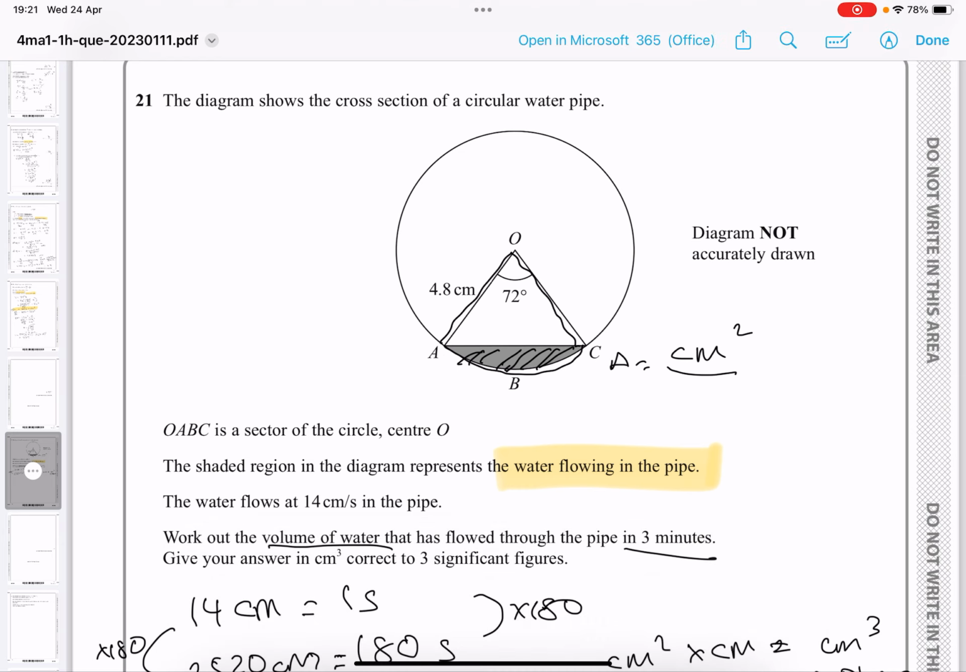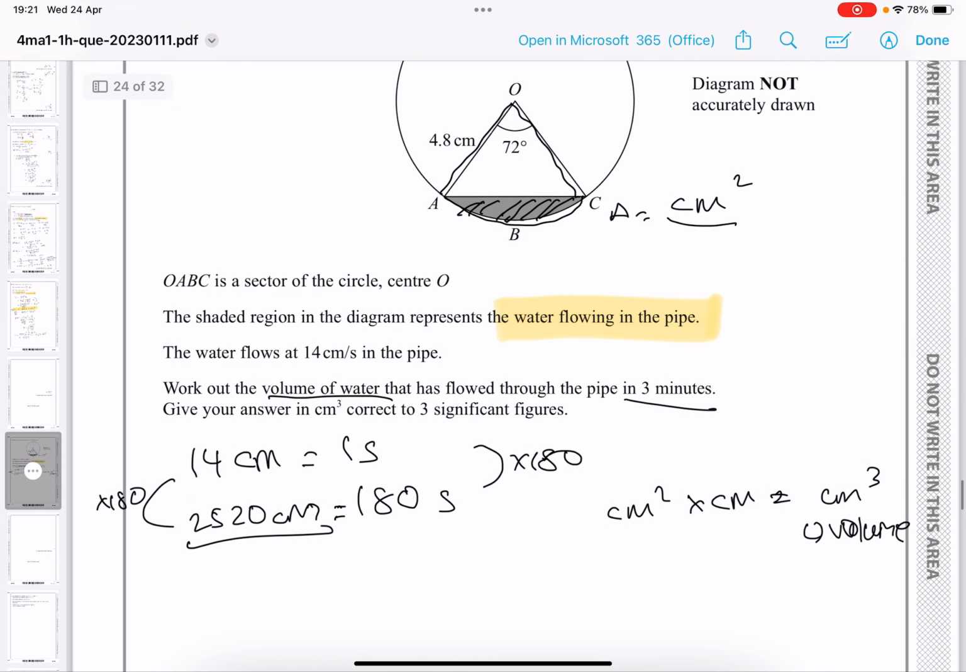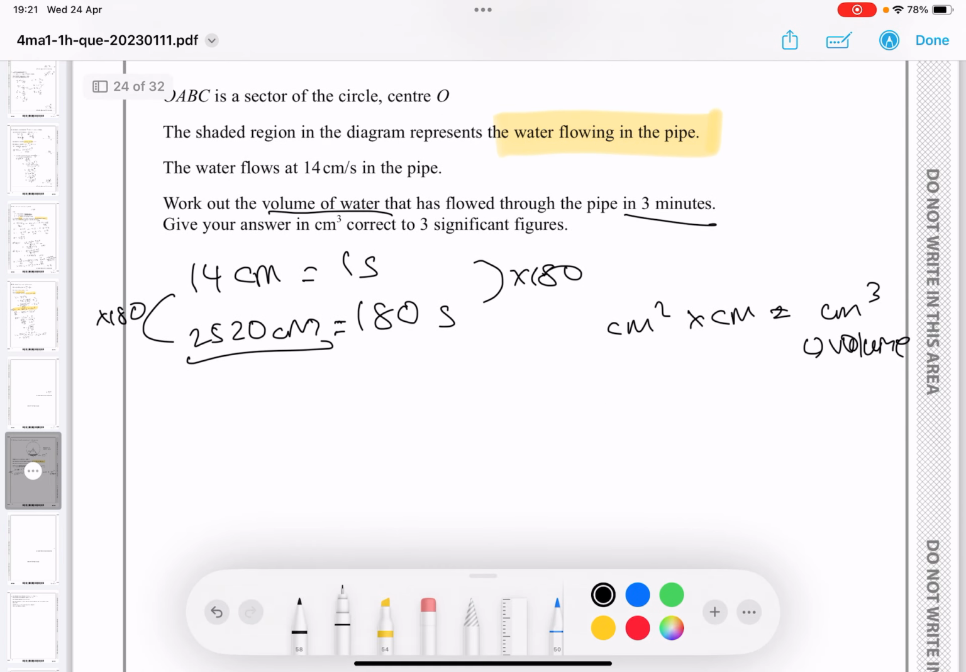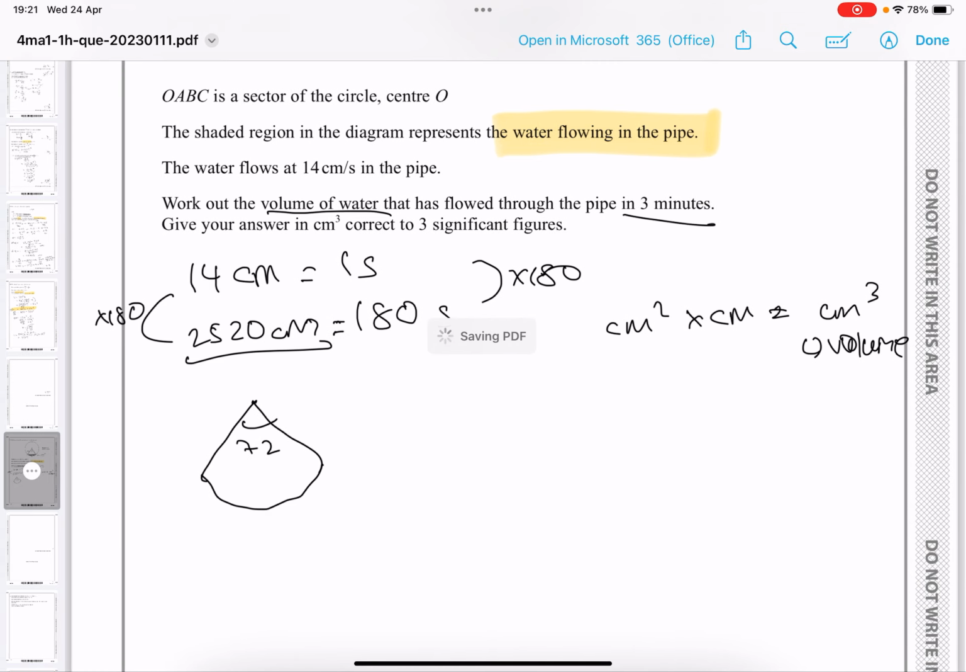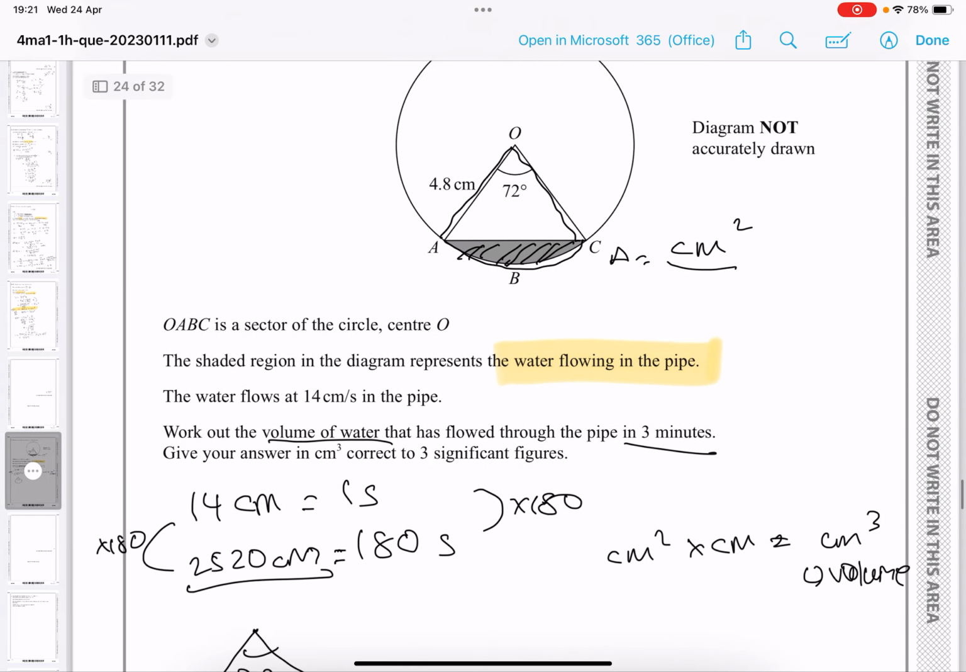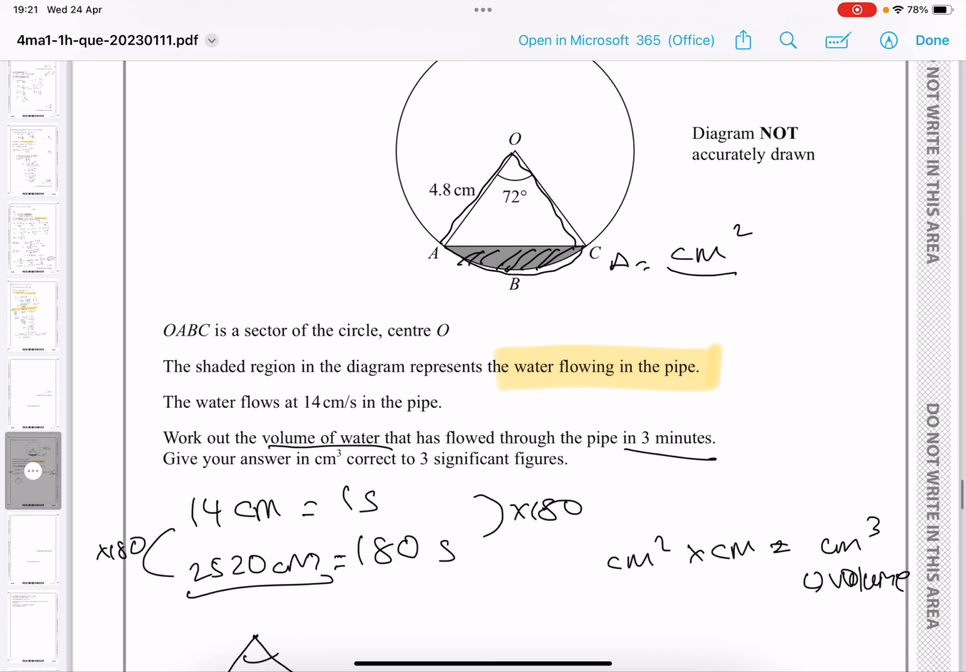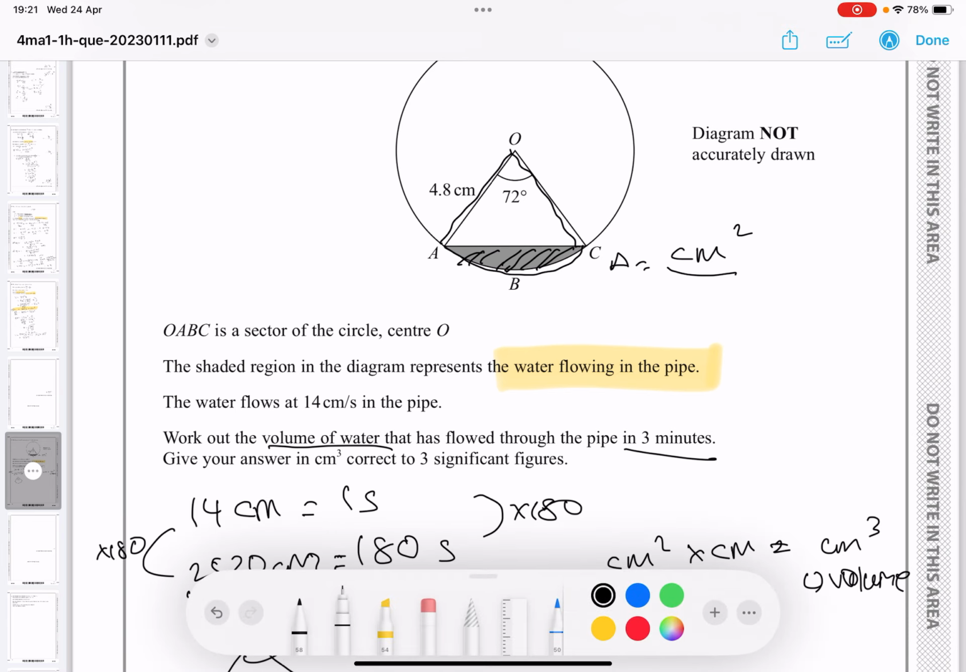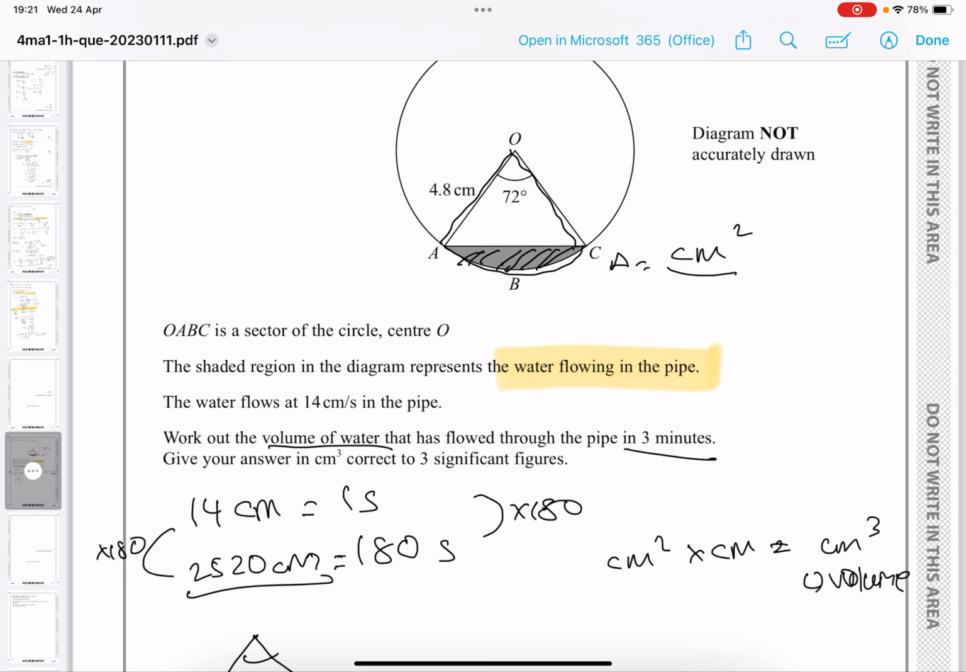Okay, so let's start off by working out the area of that big sector. So let me redraw it for you guys. Oops, not the best diagram, but hope you understand what I'm going for. What's the length of the radius? 4.8. Okay, so remember that's the radius, OA, because O is the center and that's going to the circumference, so that's the radius.